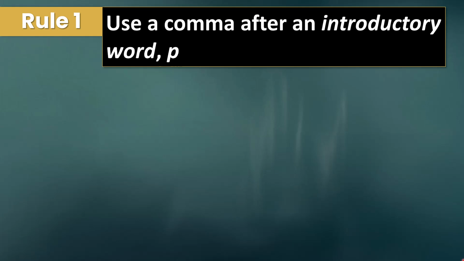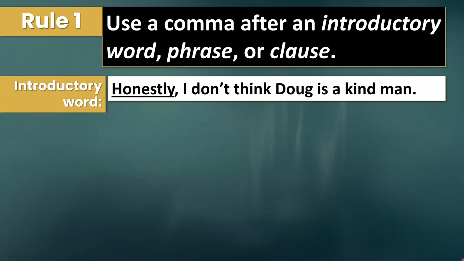learn the other rules. So rule number 1 is that you must use a comma after an introductory word, phrase, or clause. First, let's look at introductory words. An introductory word is a single word at the beginning of a sentence, and it often introduces the independent clause. These words are often adverbs, interjections, or transitional words. Let's look at some examples.